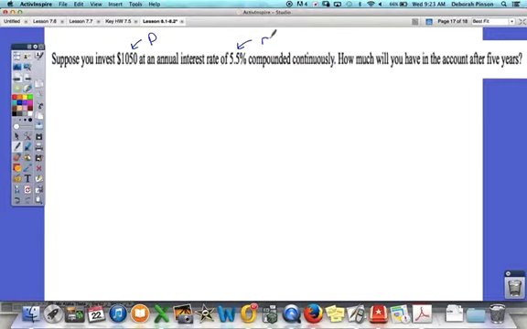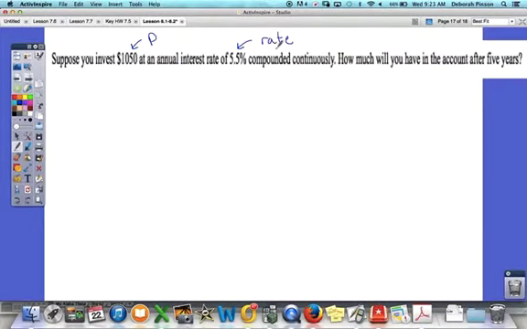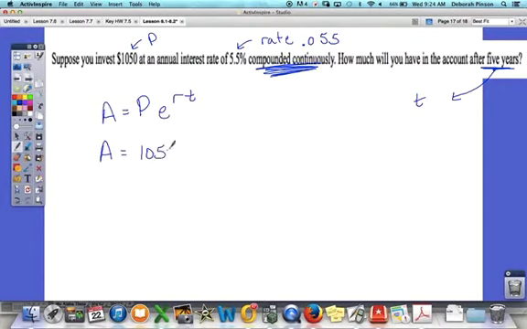I have my rate. Now, one thing I think I forgot to mention about the rate is you do want to write it as a decimal, not as a percent. So my rate, I'm going to move my decimal over 2 places and it's 0.055. And I also have my time. So let's go through and let's plug those into the PERT formula. I'm going to use it because it's compounded continuously. All right, I'm looking for how much money I'll have. I put in 1,050. My rate, I'm going to write it as a decimal, for 5 years.